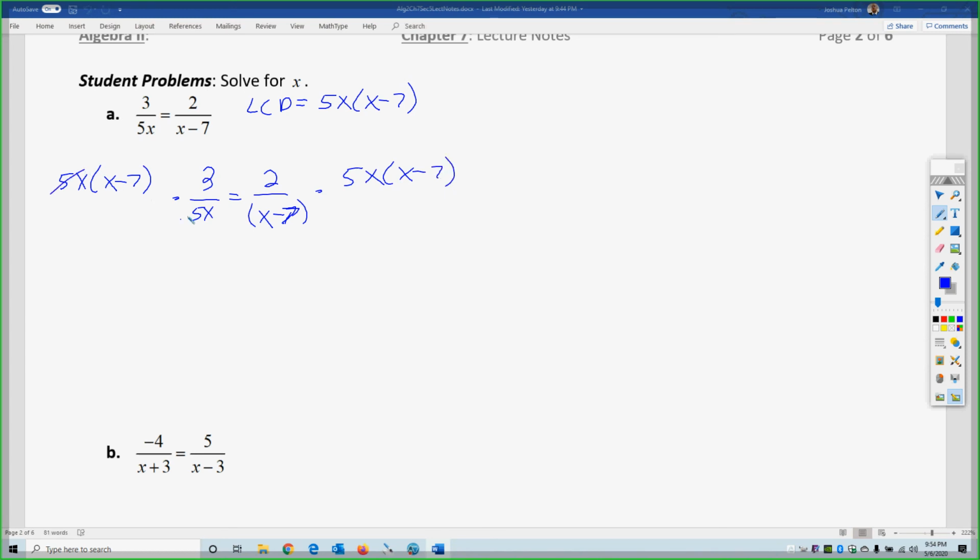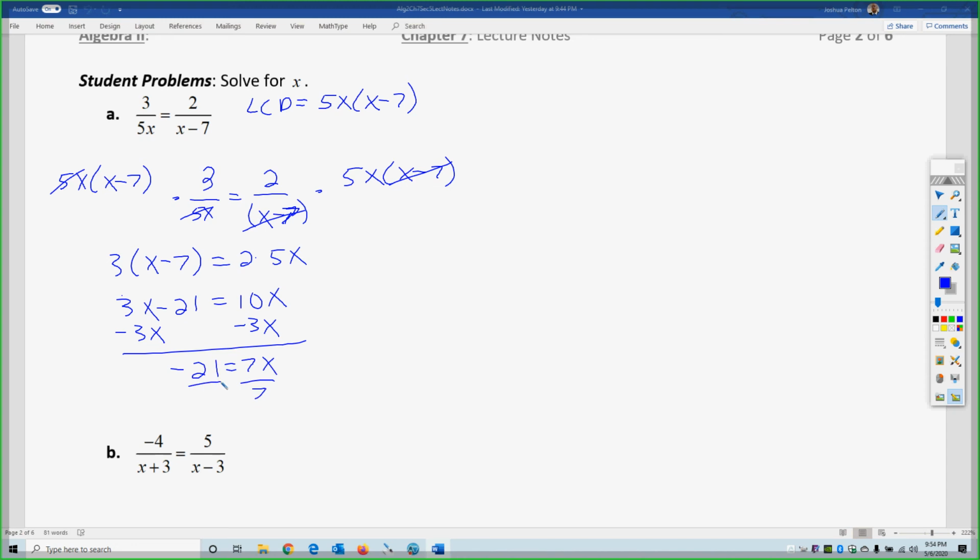So the 5x's cancel, leaving me with 3 times x minus 7. And the x minus 7's cancel, leaving me with 2 times 5x. So that's 3x minus 21 equals 10x. Okay, so we'll minus 3x. So negative 21 equals 7x. Divide by 7, and x is -3.